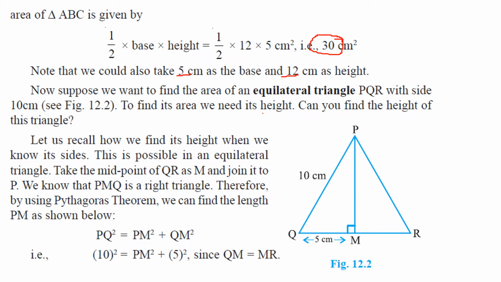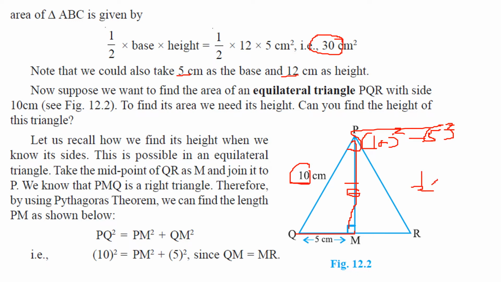When it comes to an equilateral triangle, whose all sides are equal, say this one with side 10, you know that if you drop a perpendicular, it will be the bisector also. So this is 5. Now half into base into altitude, this is 10. So how to find this side? That will be 10 square minus 5 square by Pythagoras theorem, and under root of this.